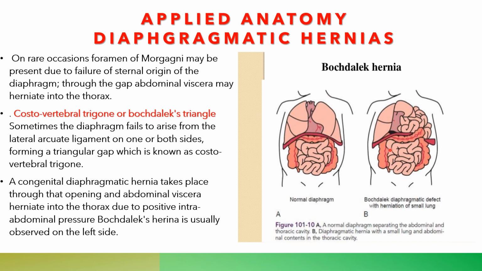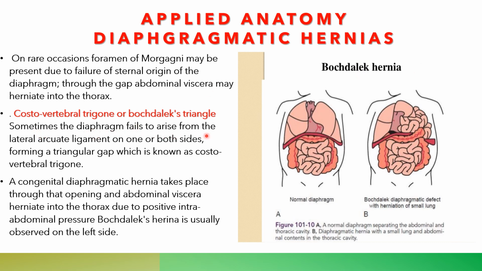So in this diagram we can make out this is the normal diaphragm. Here, Bochdalek's diaphragmatic defect with herniation of small and large intestines. Here we can see they herniate into the thorax. So this is about Bochdalek's hernia.